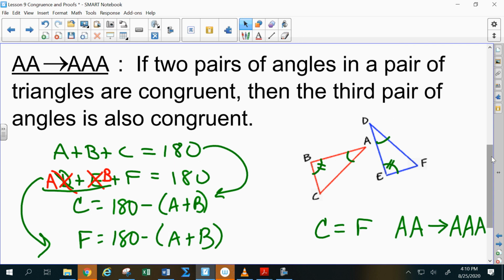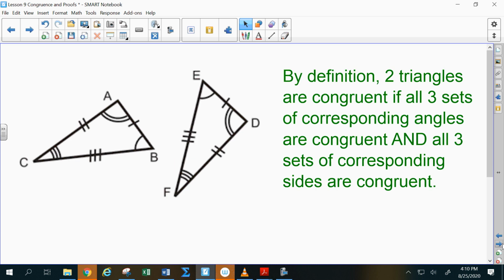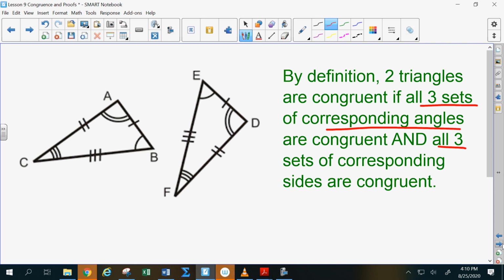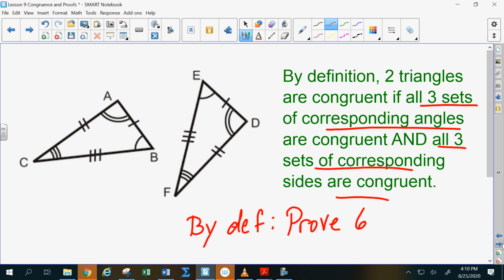So let's start to talk about triangles. If two triangles are congruent, then that means by definition that all three sets of the corresponding angles match up and are congruent, and all three sets of corresponding sides match up and are congruent. So technically, by definition, we would have to prove 6 things.